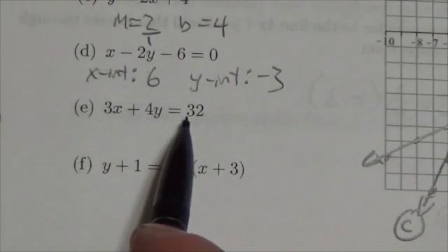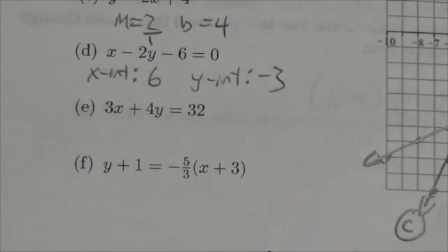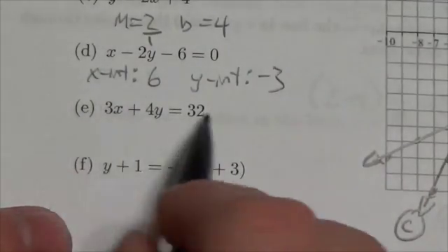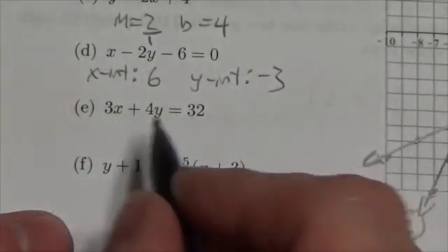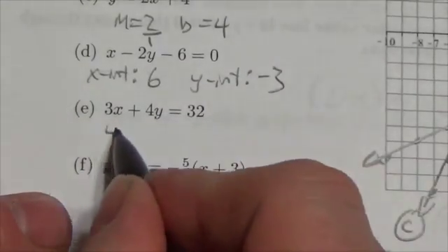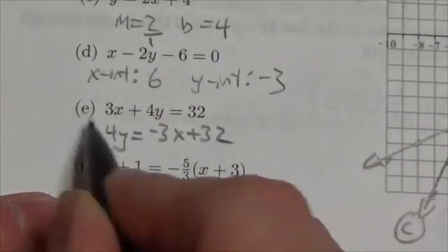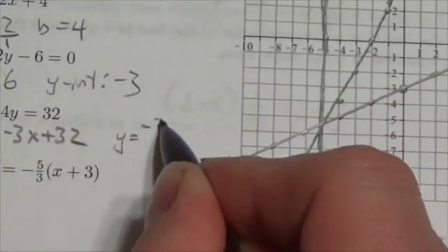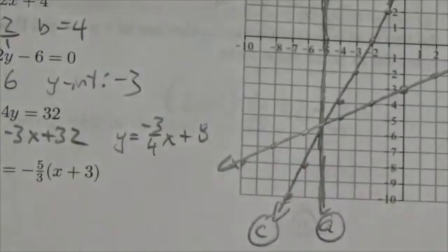3x plus 4y is equal to 32. Now I could do the exact same thing that we just did, and that would be fine here. However, when it's in standard form like this, it's really close to slope-intercept form. I might just bring over the 3x, make it negative 3x plus 32, and then divide by that 4 to get y is equal to negative 3/4 x plus 8.